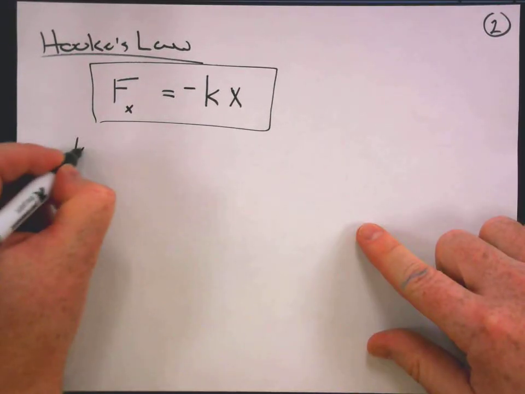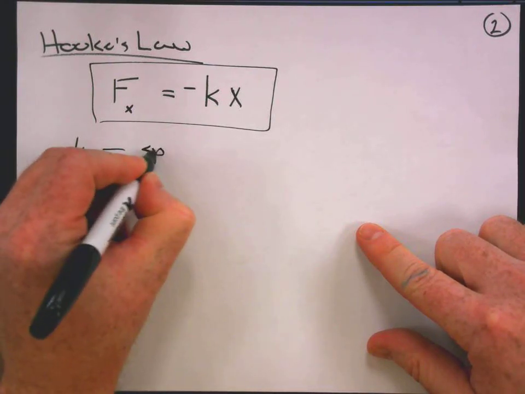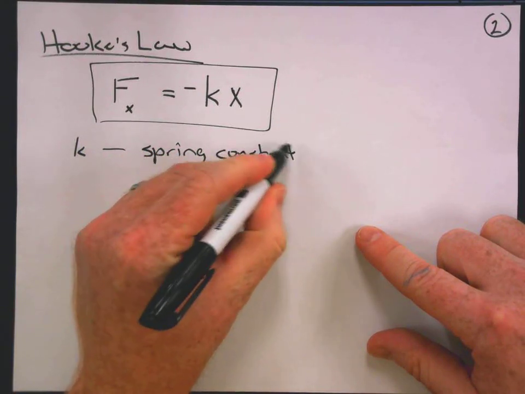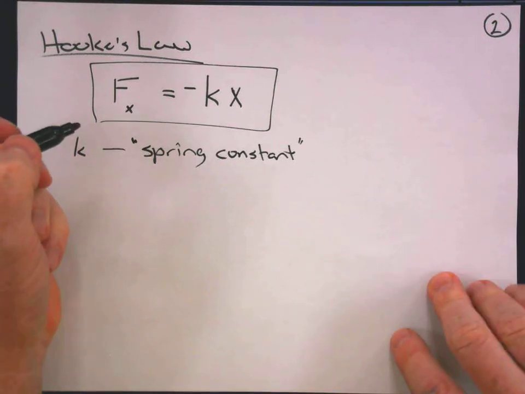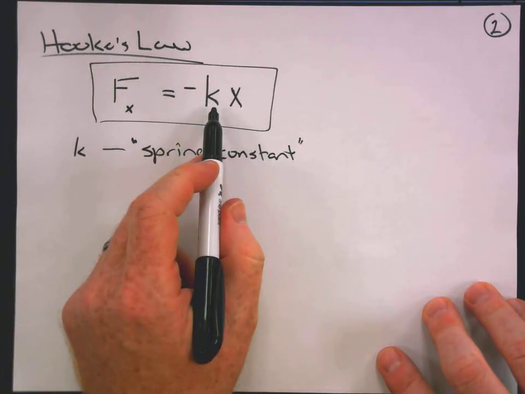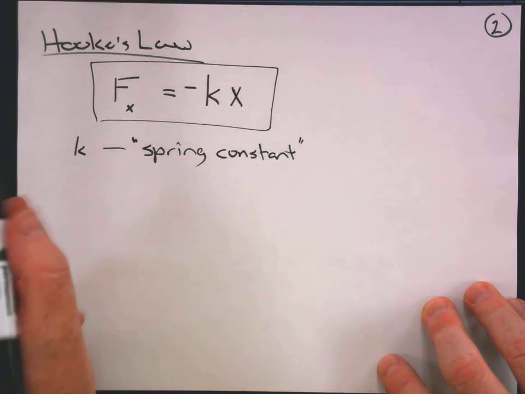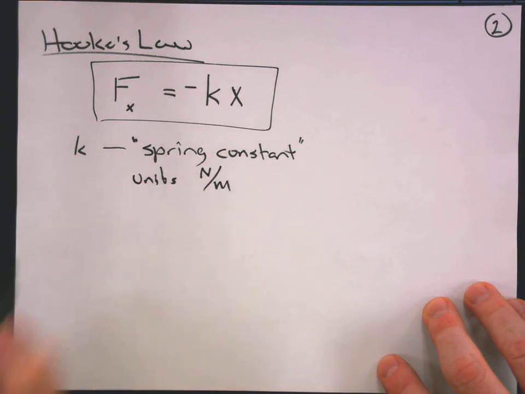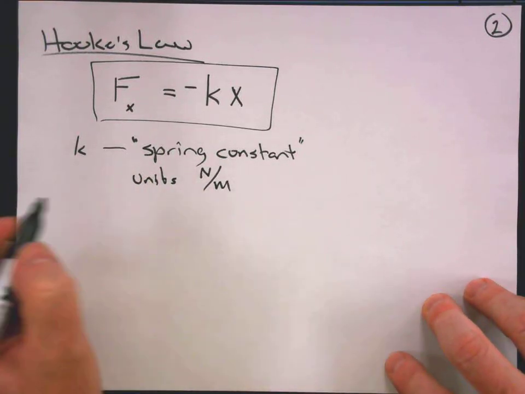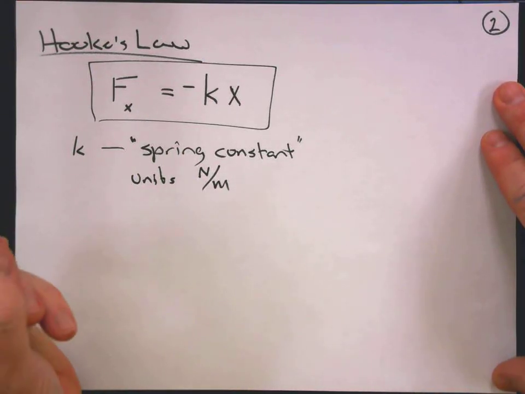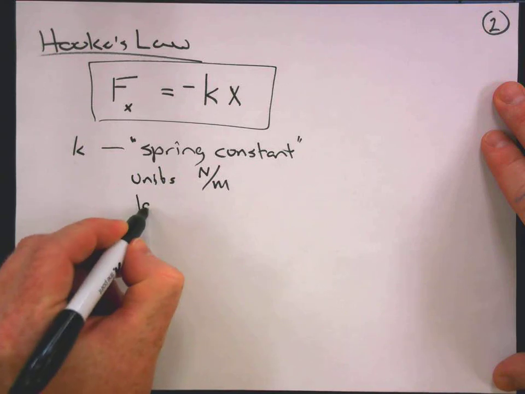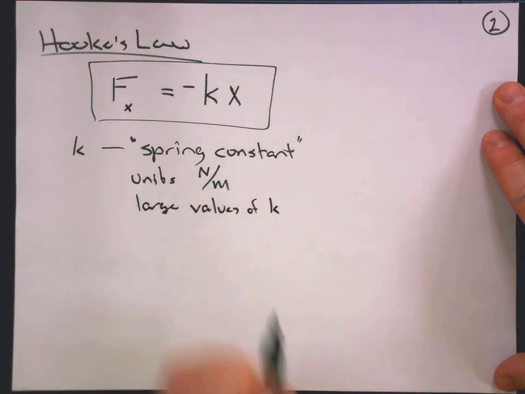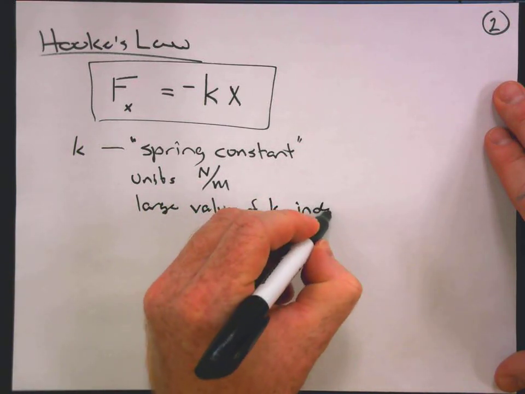But how about this spring constant? That's what this is called. Sometimes you'll hear the word force constant, but spring constant. Okay. So first of all, it has units, because if I isolate this and I divide force by displacement, I'm going to get units of newtons per meter. So spring constant has units of newtons per meter. And that's the traditional way of looking at this. Larger values of K indicate a stiffer spring. I'll show you some in a second.